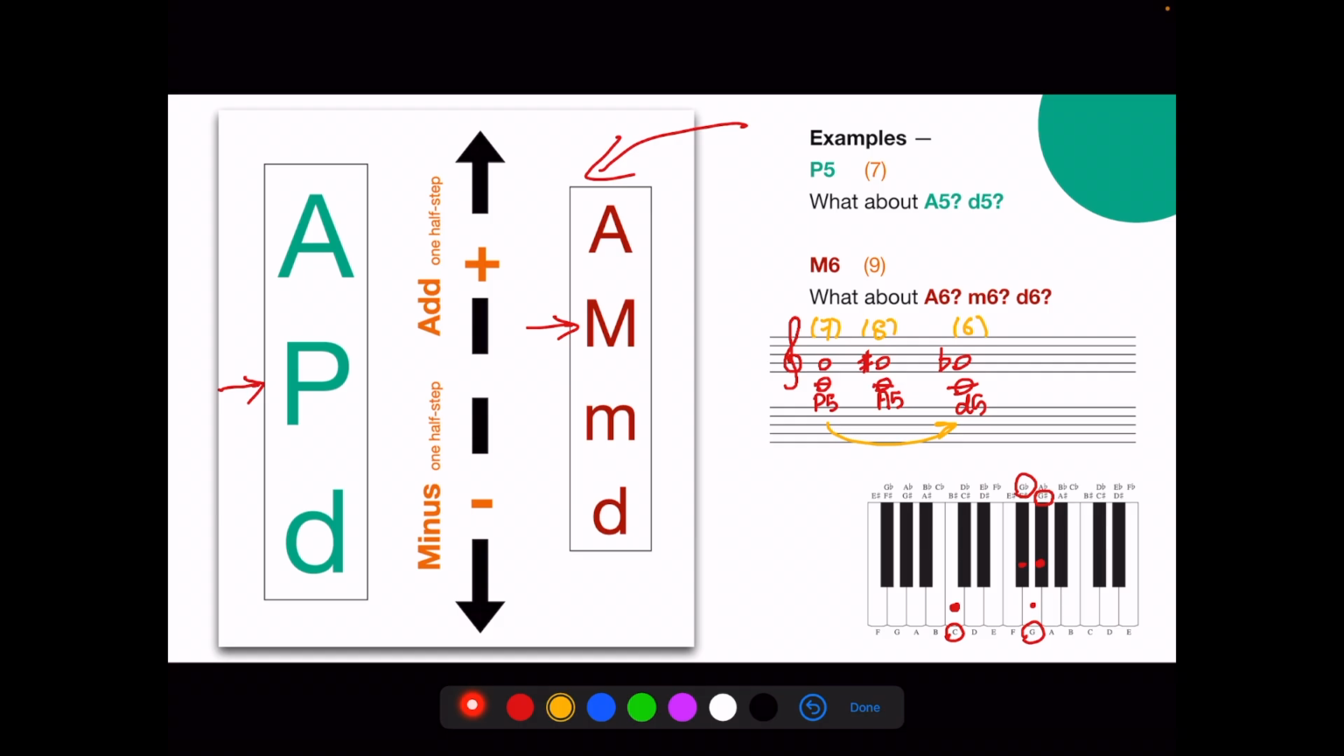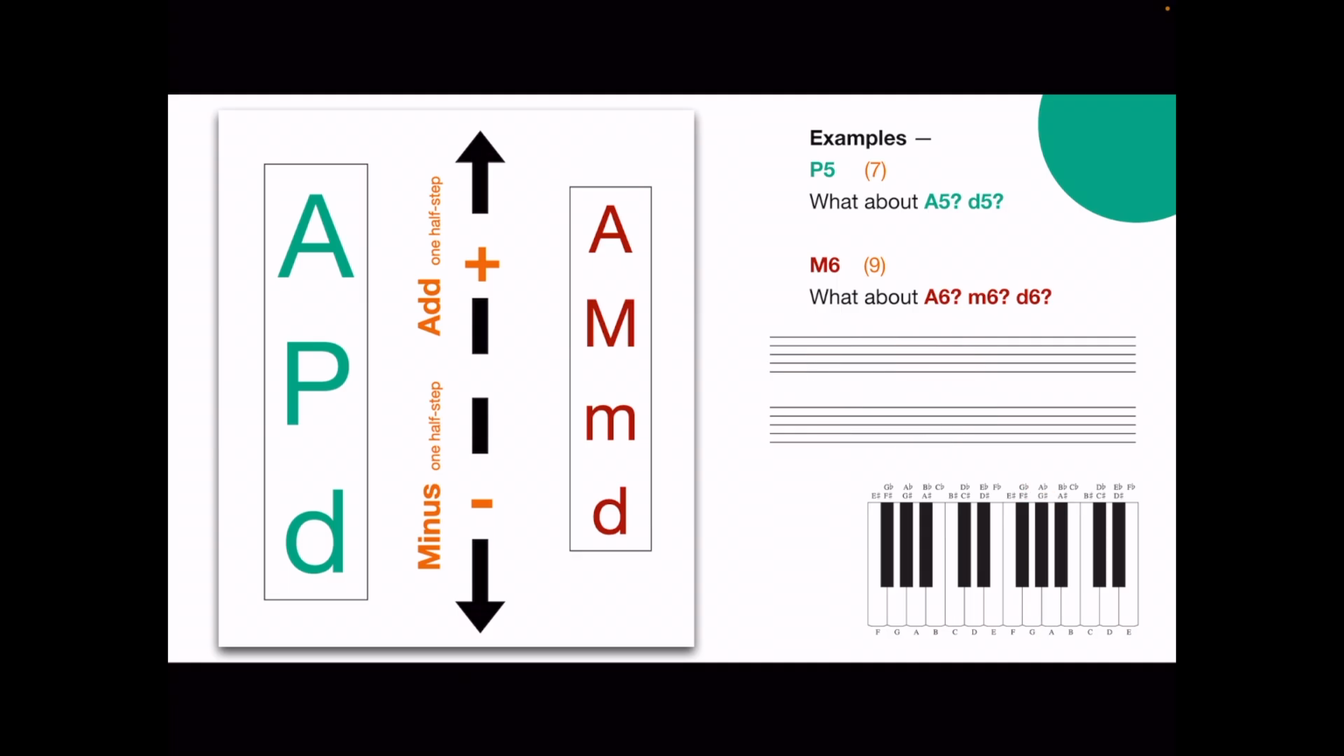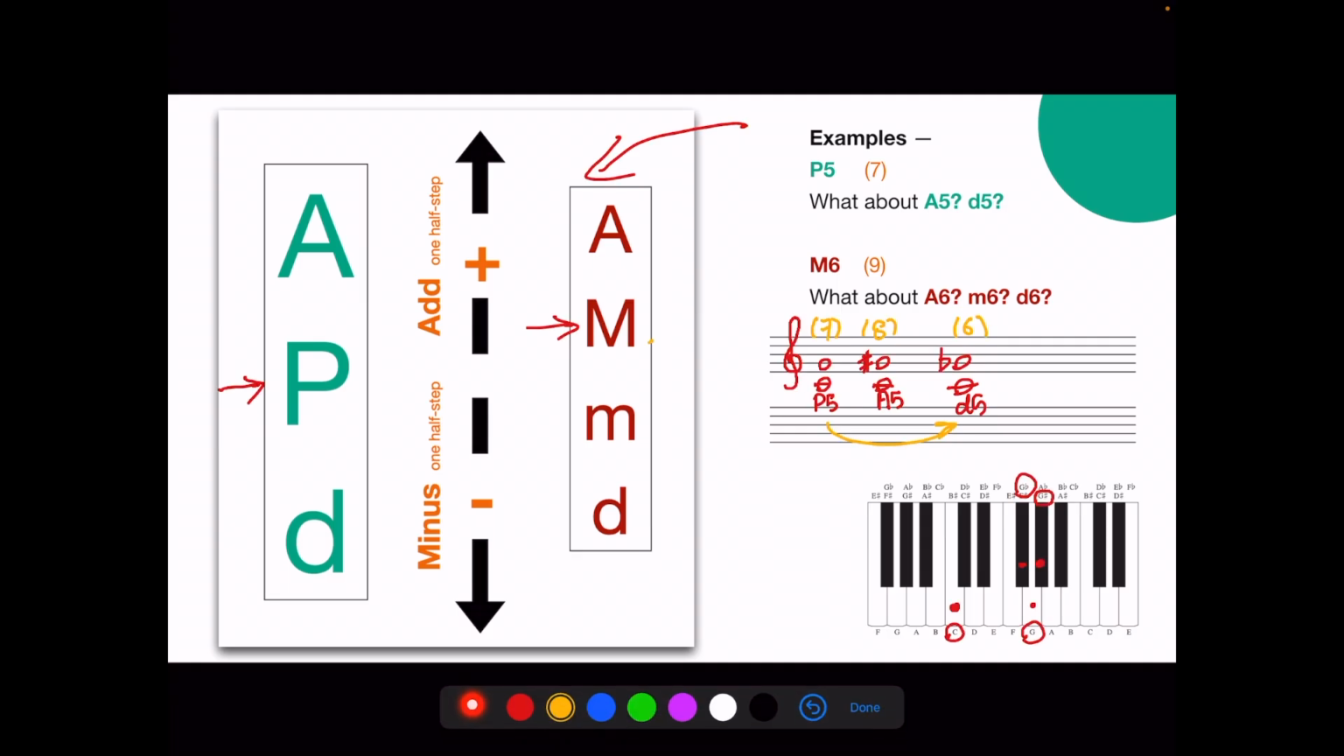Now let's look at the next example, a major 6. From major 6, which we know has 9 half steps, we're going to figure out how to find the other kinds of intervals. So let me just delete all of this. Now we're going to look at major 6. A major 6 would be 9 half steps.